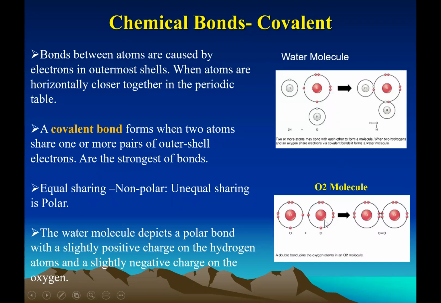Also, 2 oxygen atoms are coming together and they are sharing 2 electrons each. So it forms a double bond here. If you share one, it is a single bond, like 1 hydrogen and 1 hydrogen. If you're sharing 2 electrons, it's denoted as a double bond. So remember that a covalent bond is a strong bond.